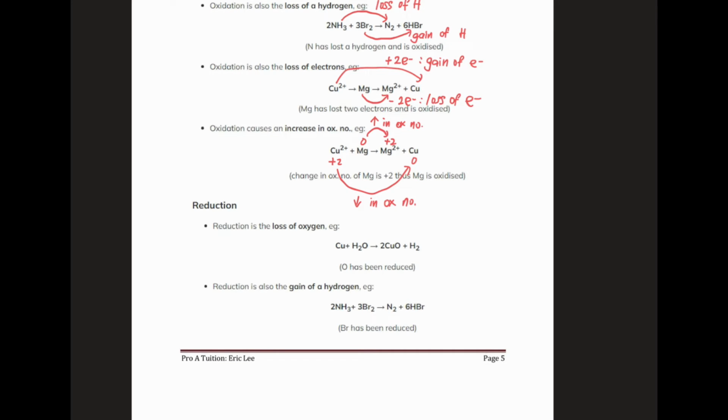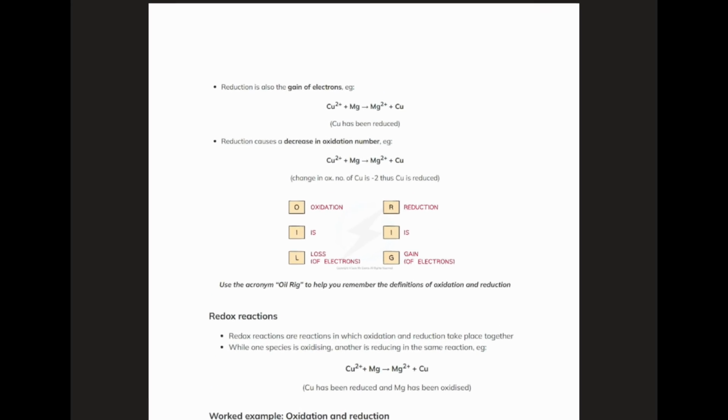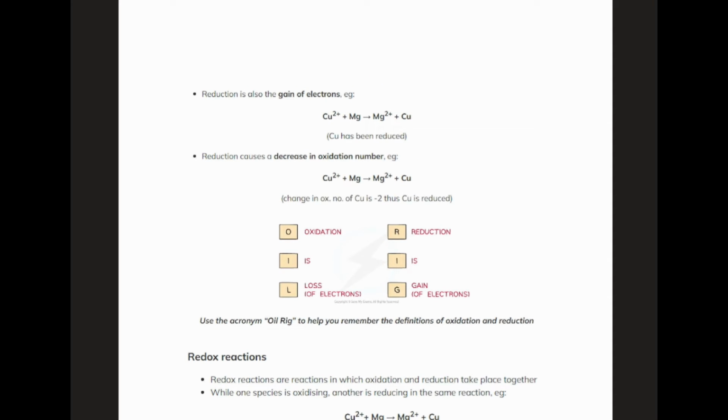Now let's go through the other way around. Reduction is loss of oxygen, and the next one, reduction is gain of hydrogens. And on the next page, reduction is gain of electrons, and then reduction is decrease in oxidation number.